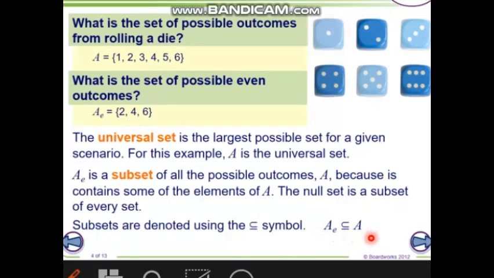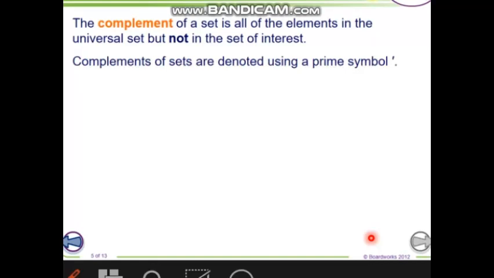Now, we will proceed to the complement of a set. So, the complement of a set is the set of all the elements in the universal set, but not in the set of interest. Okay. Now, we use this symbol, or sometimes we use the letter C.